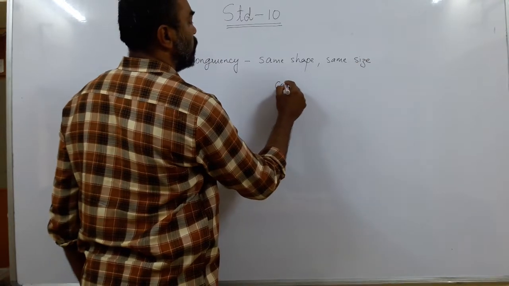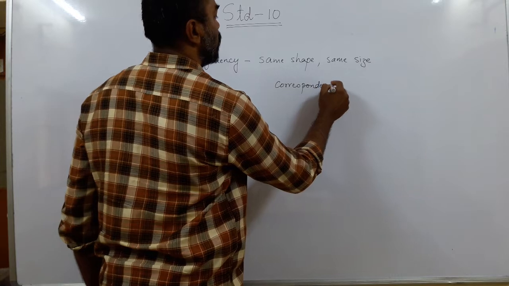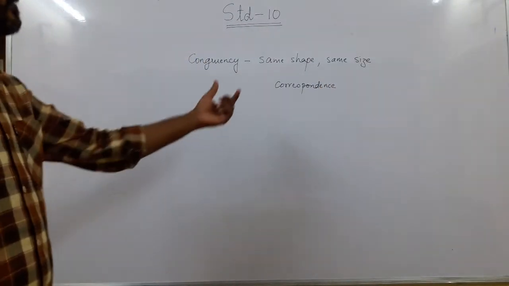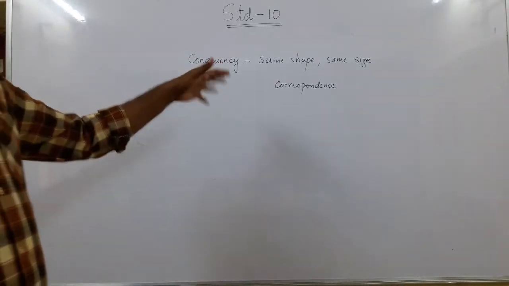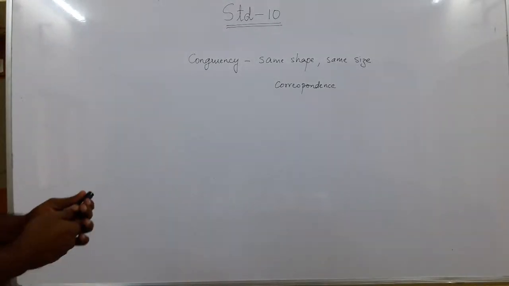And after that, the proper correspondence. I will explain what this means. Correspondence is how to place the triangles. Only in certain correspondences are they congruent. If two congruent triangles are placed differently, then the correspondence might not be equal.